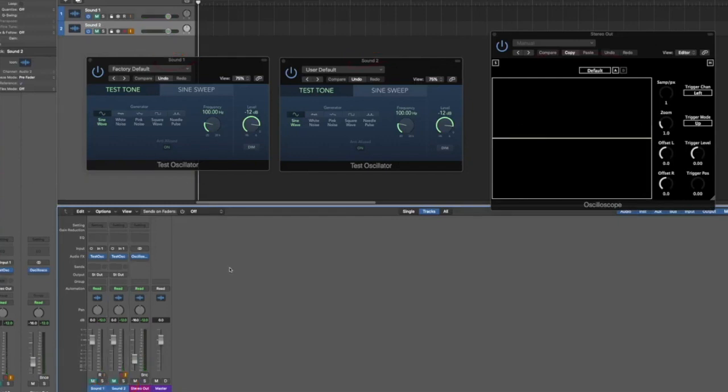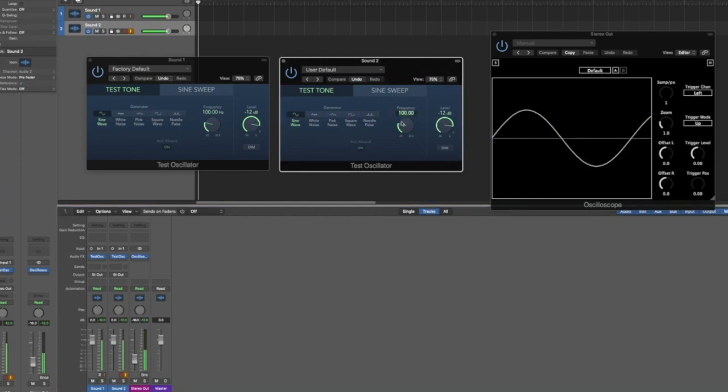Now, the next thing I want to do is change the frequency of one of these to 101. Now, what you should be able to hear is that the volume is going louder, quieter, louder, quieter, etc. Why is this occurring? I'm going to take the waves and separate them. Right now they're both coming up the middle, so they're interfering with each other. When the sound is loud, we're experiencing constructive interference. And when it's quieter, we're experiencing destructive interference.